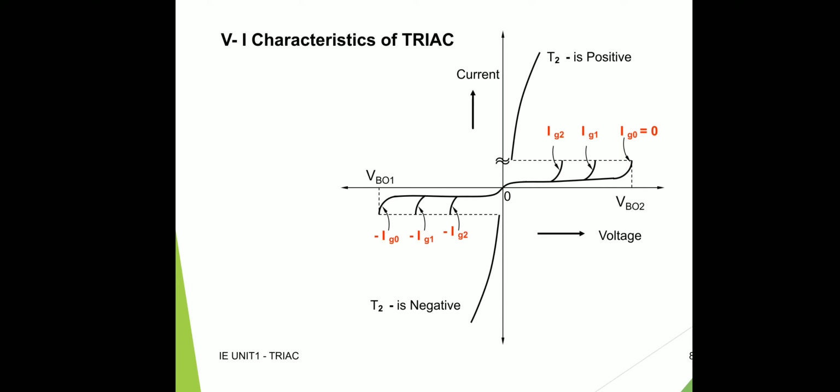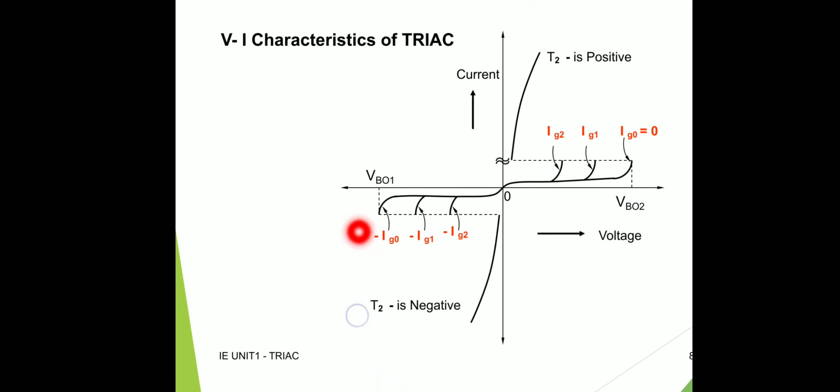Right. Now similarly, these are the third quadrant characteristics, when T2 is negative. The first quadrant characteristics we will get when T2 is positive, and the third quadrant characteristics when T2 is negative.